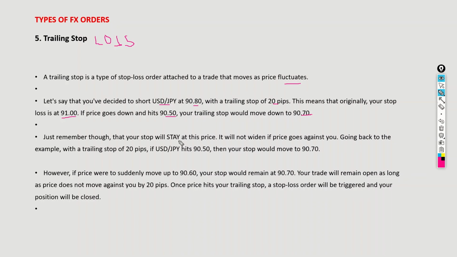Just remember though that your stop loss will stay at this price. It will not widen if the price goes against you. Going back to the example with a trailing stop of 20 pips, if USD/JPY hits 90.50, then your stop loss would move to 90.70, right? However, if price suddenly moves above 90.60, your stop loss would remain at 90.70. Your trade will remain open as long as price does not move against you by 20 pips. Once price hits your trailing stop, a stop loss order will be triggered and your position will be closed. So that is the trailing stop order.